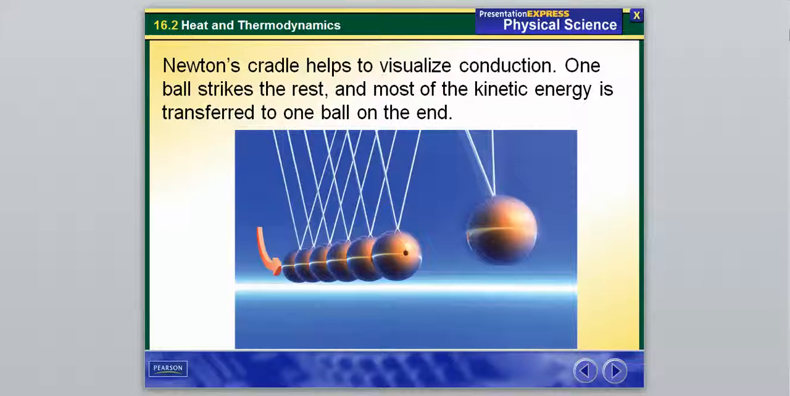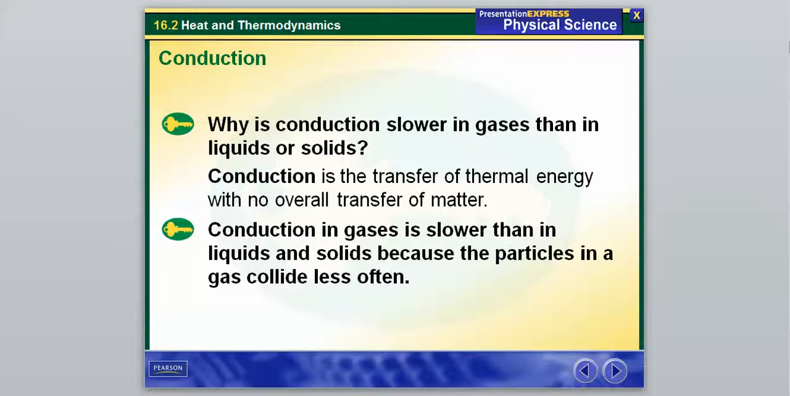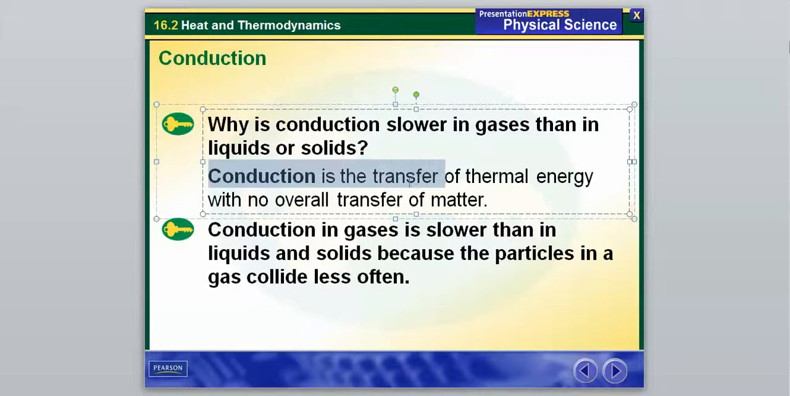So our first one, and hopefully with conduction you're going to remember a term that's known as conductivity that we talked about earlier in the year. Conduction is actually going to be slower in gases than in liquids or solids, and we're going to talk about that in a little bit. That's one of the big overriding questions: why does that occur? But to start, conduction is the transfer of thermal energy with no overall transfer of matter, which we talked about in our first example within this chapter: thermal energy and heat can be transferred without any matter being transferred at all.